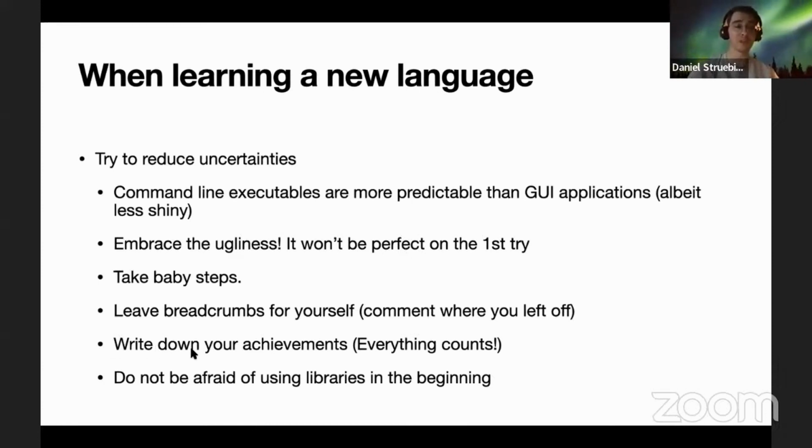Also take baby steps, and what has helped me personally is to start writing down your achievements. Anything counts, really. It could be anything from today I learned how to implement the plus operator on a type in Rust, or I learned how to write a unit test, or I learned about the macro system, or how trait objects work. So the smallest achievements matter. They add up.